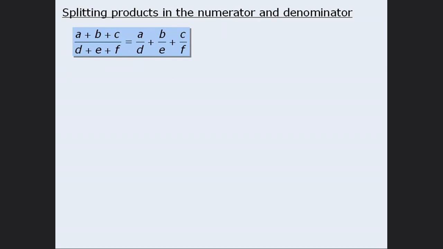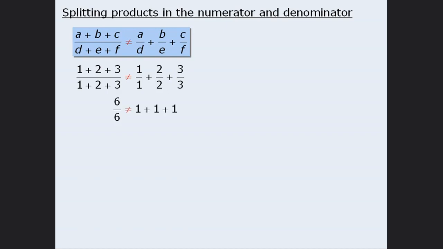If there are sums in the numerator and denominator, we cannot split the fraction into the sum of smaller fractions. For example, this fraction is not equal to the sum of these three fractions. Notice that the left-hand side here simplifies to be 6 over 6, or 1, and the right-hand side simplifies to be 1 plus 1 plus 1, which is 3.